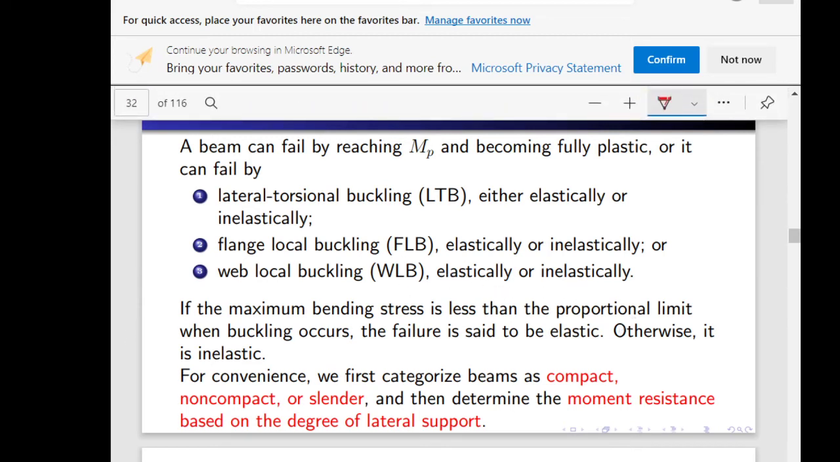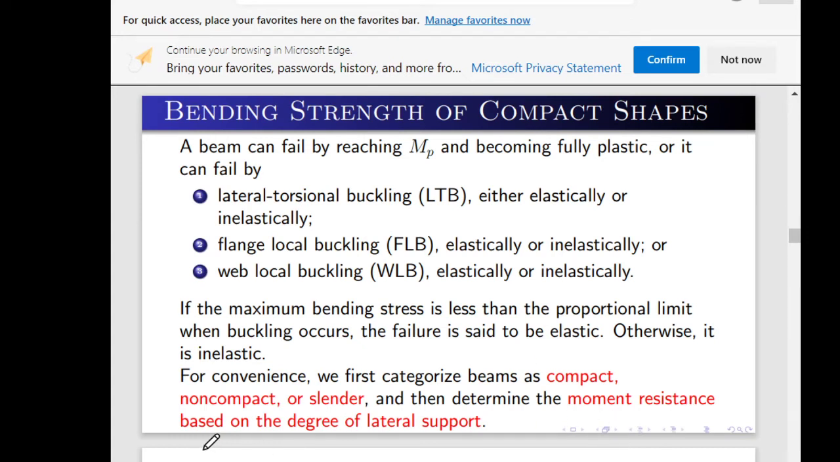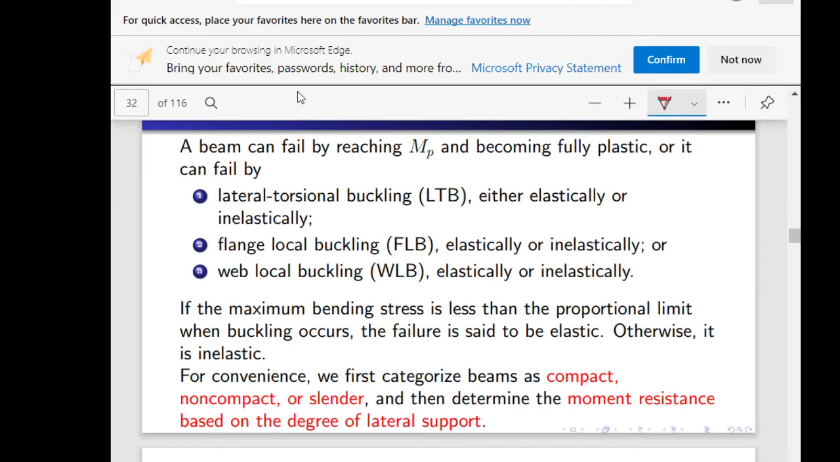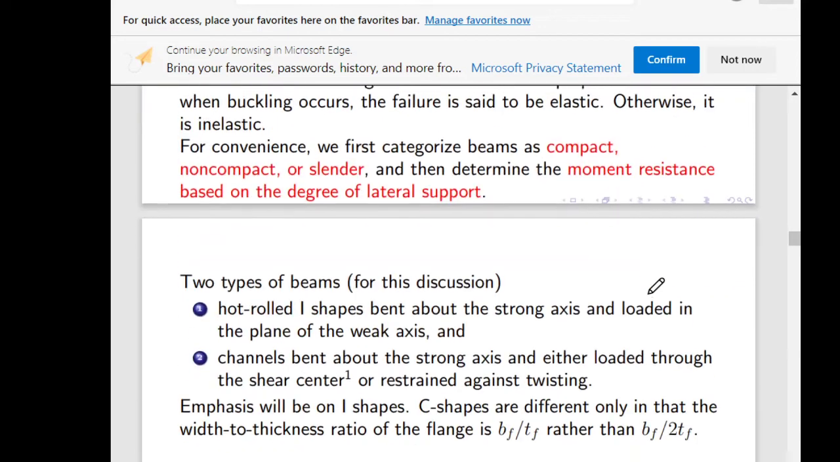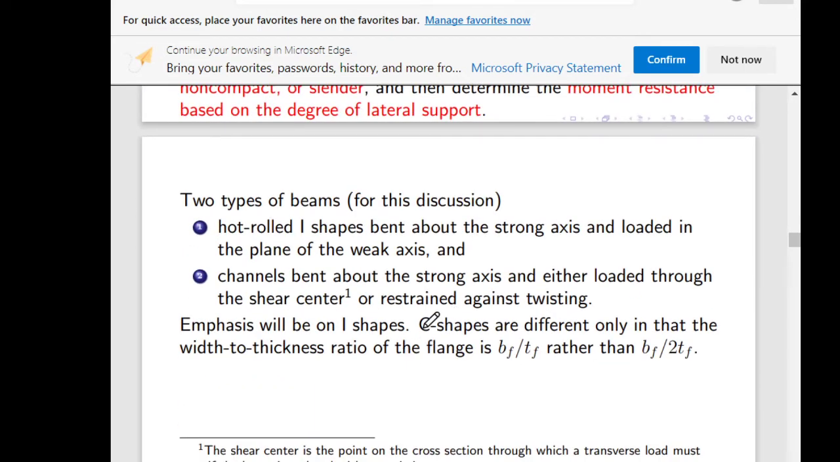I already said this earlier. For convenience, we first categorize beams as compact, non-compact, or slender, the same as we did in the compression members, and then determine the moment resistance based on the degree of lateral support. We have two types of beams for this discussion: the hot rolled I shapes bent about the strong axis and loaded in the plane of the weak axis.